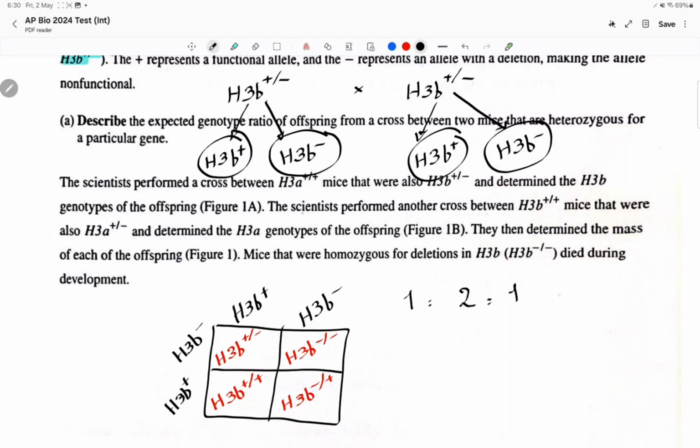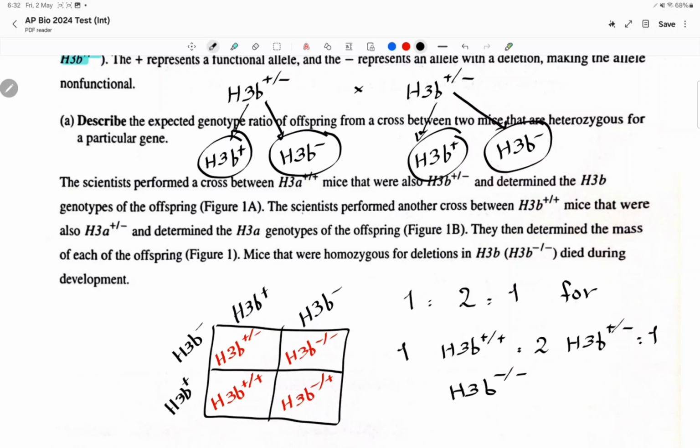And for 1 H3B plus plus, 2 H3B plus minus, and 1 H3B minus minus. That's going to be our genotypic ratio, essentially. Okay.